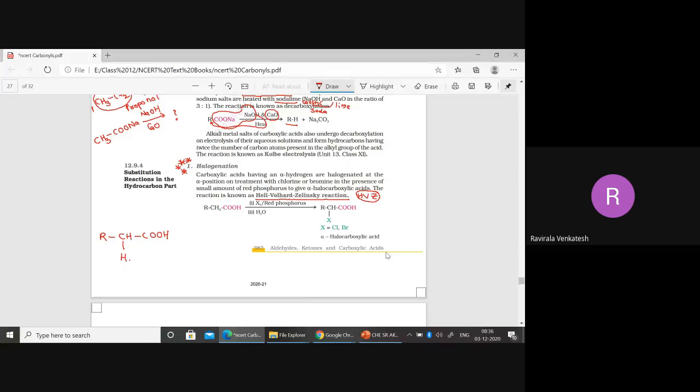Okay. Now tell me, is this alpha hydrogen or not? Tell me, because this is a functional group. The carbon adjacent to the functional group is the alpha carbon, correct? The alpha carbon's hydrogen is called alpha hydrogen. Understood? What is alpha hydrogen, everyone? Because many times I explained this. Is this alpha hydrogen or not? Correct or not? Yes, sir.